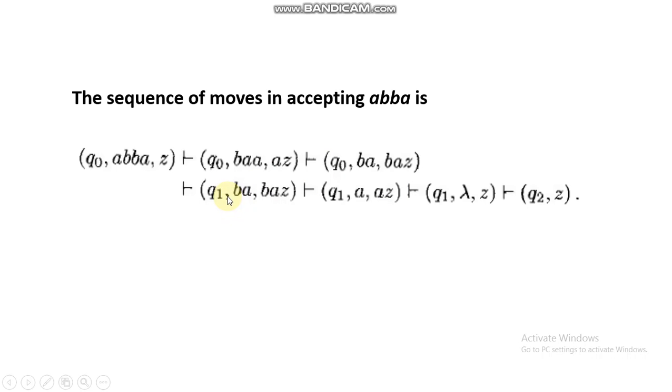After reaching the state q1, we pop out the symbols: for b, pop out the b; for a, pop out the a. So the last move is delta(q1, lambda, Z), which goes to (q2, Z). This is how we can judge whether this language is accepted by a PDA or not, and how we can construct the PDA.